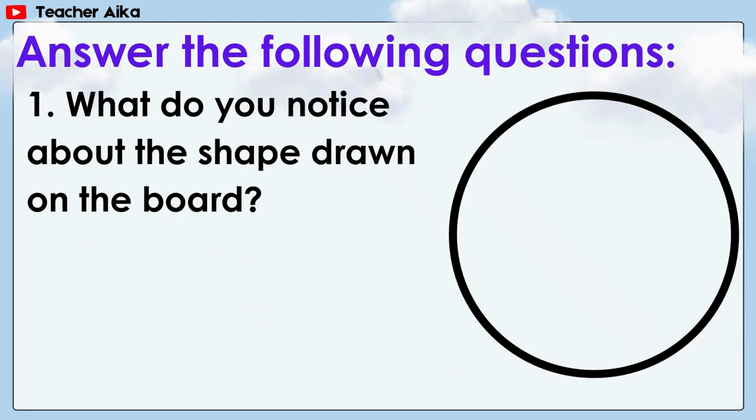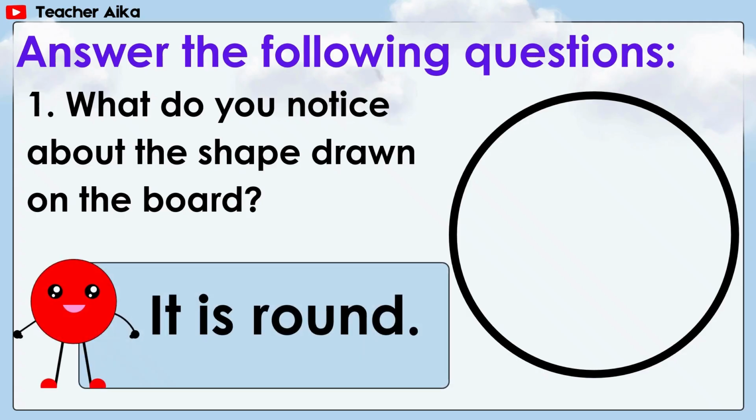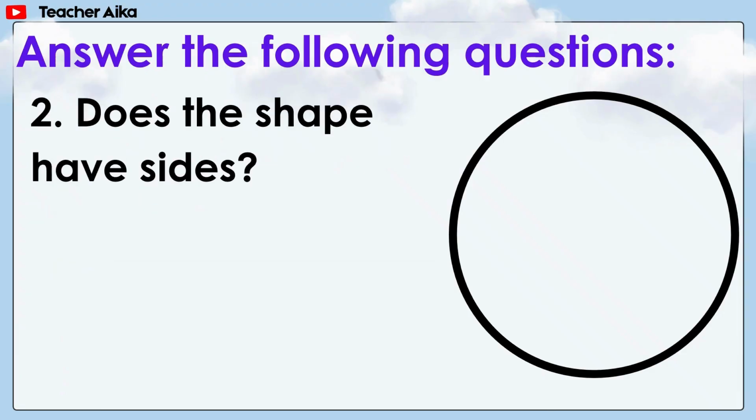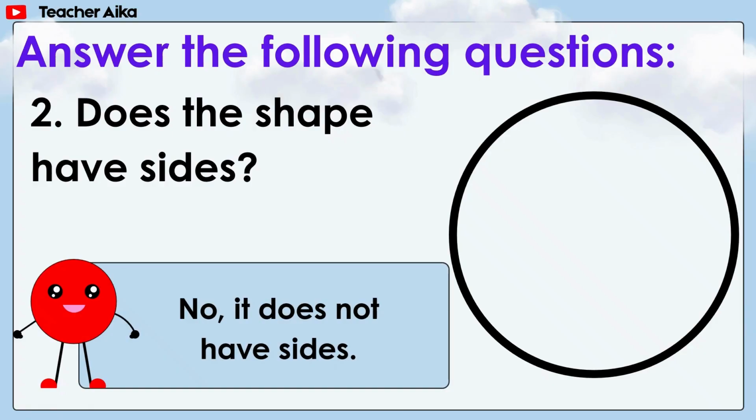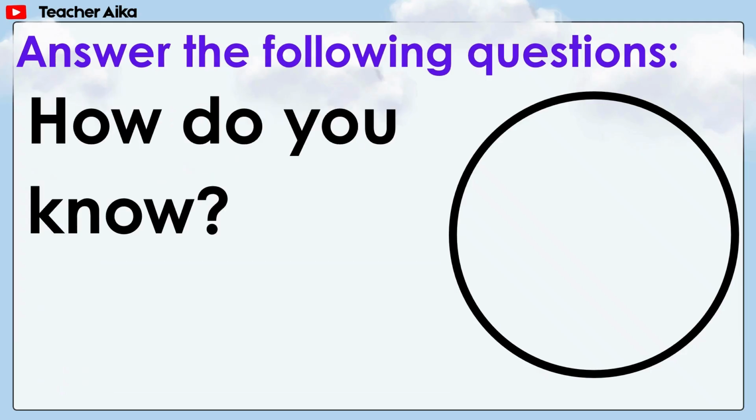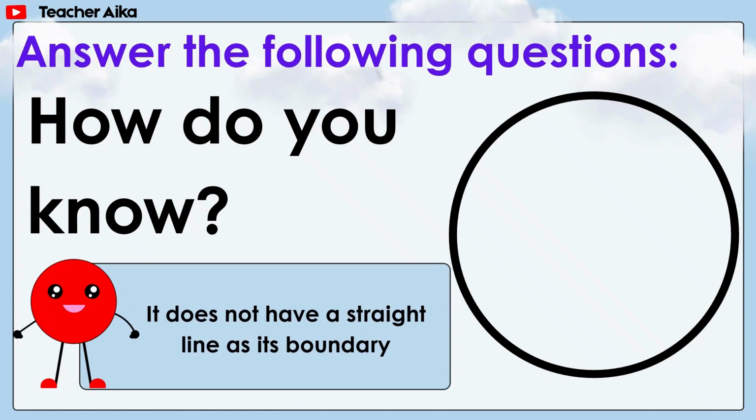Let us answer the following questions. 1. What do you notice about the shape drawn on the board? Answer: it is round. 2. Does the shape have sides? Answer: no, it does not have sides. How do you know? Answer: it does not have a straight line as its boundary.